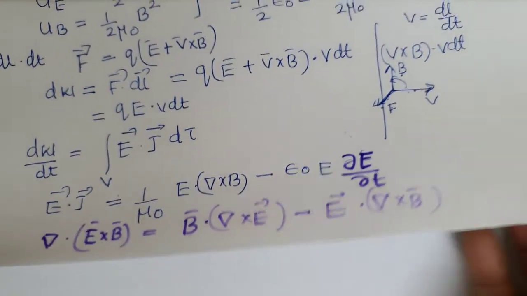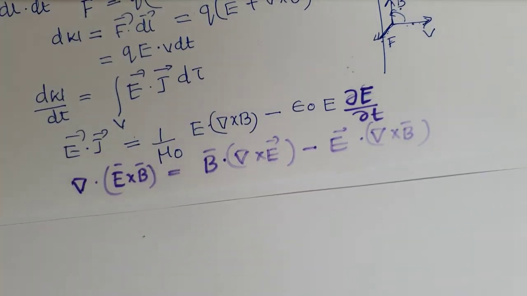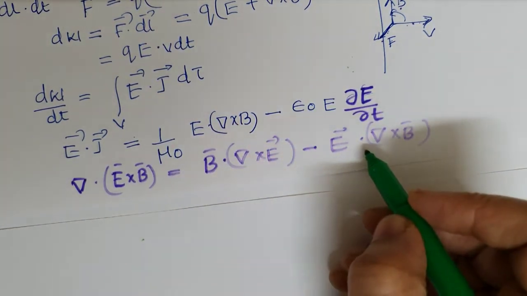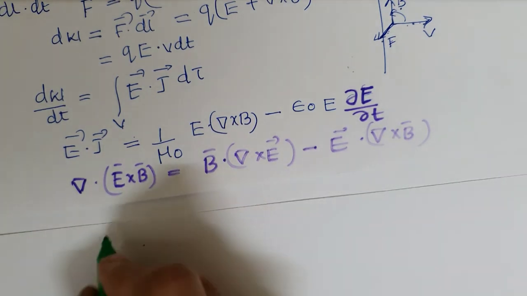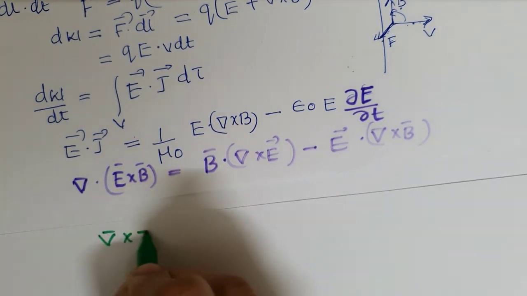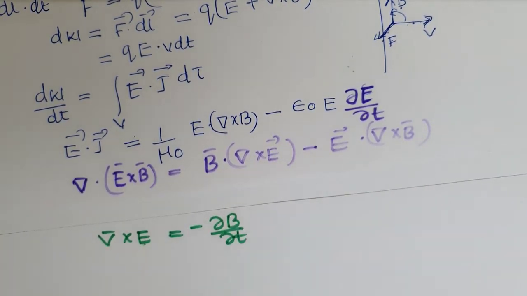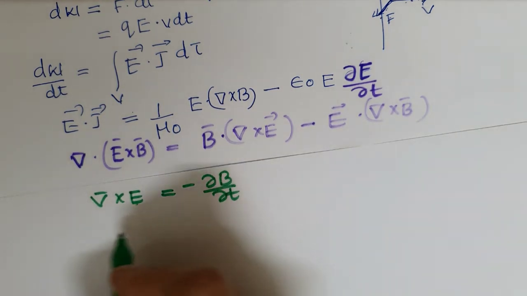So this can be rearranged: del dot (E cross B) is equal to B dot (del cross E) minus E dot (del cross B). But from Faraday's law, we can write that del cross E is equal to minus dou B by dou t.